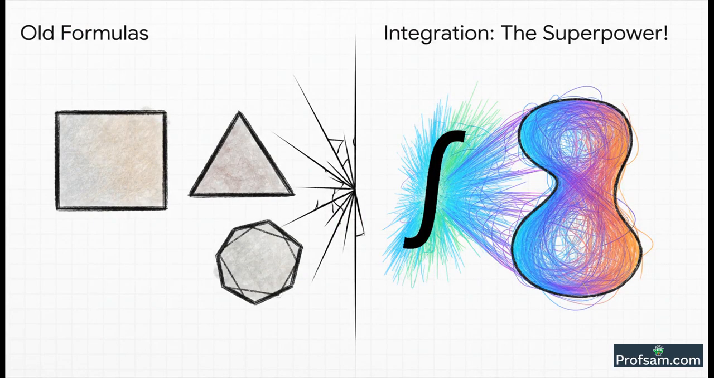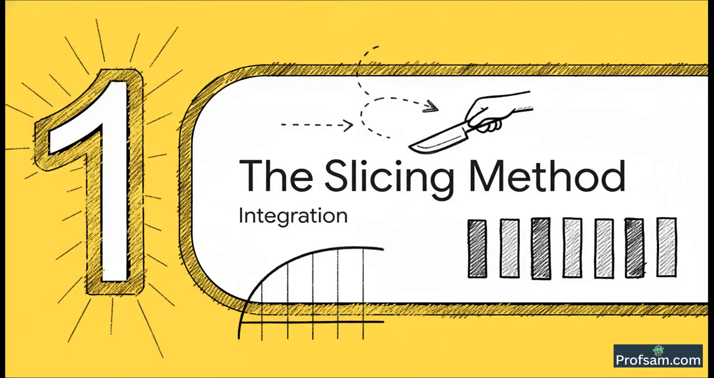You see, your old formulas are good, but they have their limits. It's like trying to defeat a final boss with a basic starter weapon. For these complex, unpredictable curves, you need to unlock a new superpower, and that superpower is integration. It's what lets us measure what seems totally unmeasurable. Okay, let's get into it.